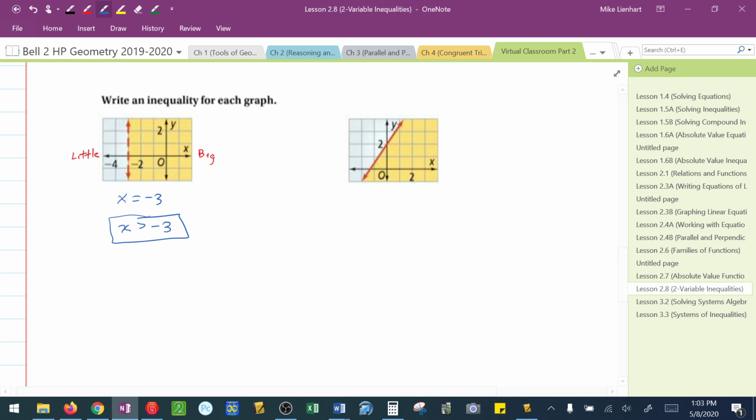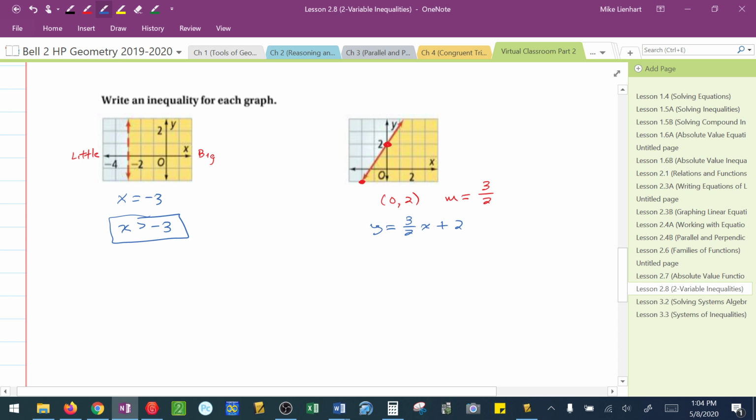How about this line right here? Okay, so this line I notice has a y-intercept here at 2. And let's see, to find the slope, I'm going to use this point. I know that the slope is rise over run. So I'm going to go up 1, 2, 3, and right 1, 2. That tells me a slope of 3 over 2. That's enough information for me to write the equation of the line: y equals 3/2 x plus 2.